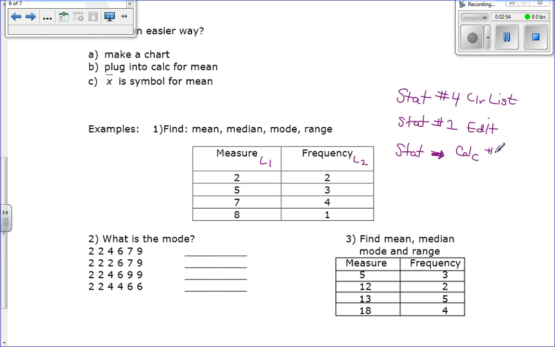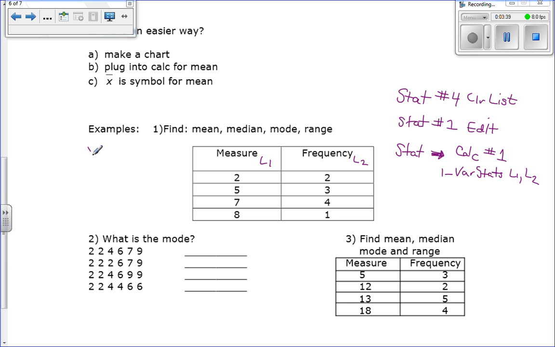Number 1, which is 1 var stats, which stands for 1 variable stats. L1, comma, L2. And when you put all that information in, I type this into my L1: 2, 5, 7, 8, and you hit enter after you put each data piece, and I would put in 2, 3, 4, and 1. And after I hit calculate number 1 var stats, L1, L2, the calculator does all my calculations for me.